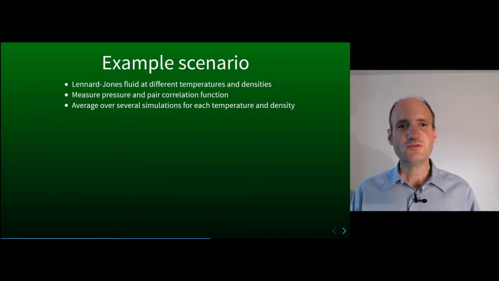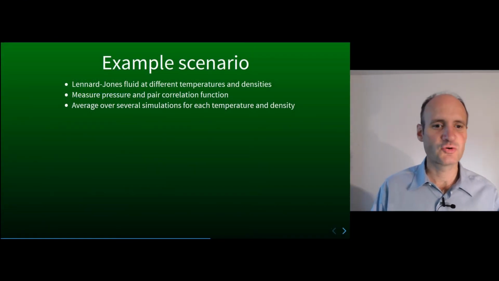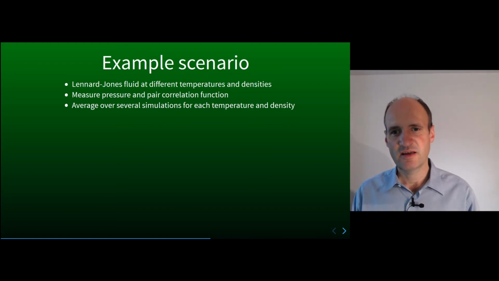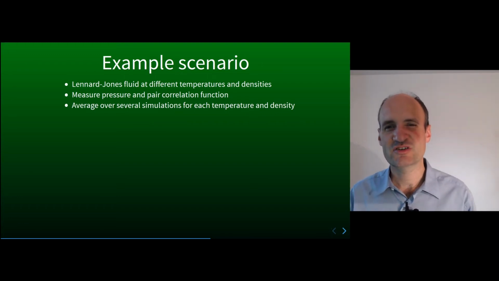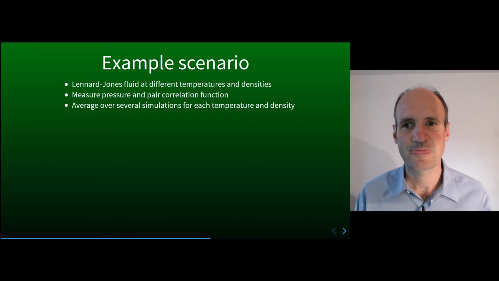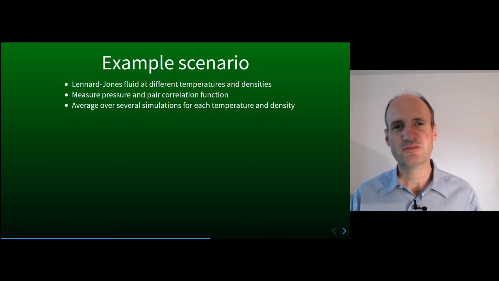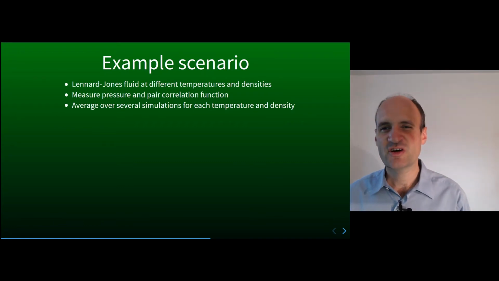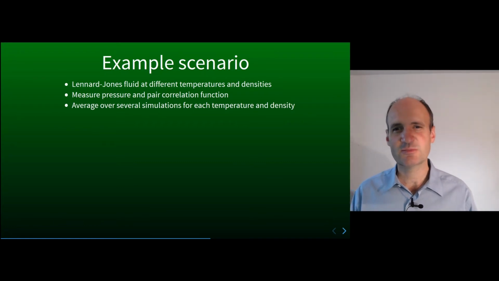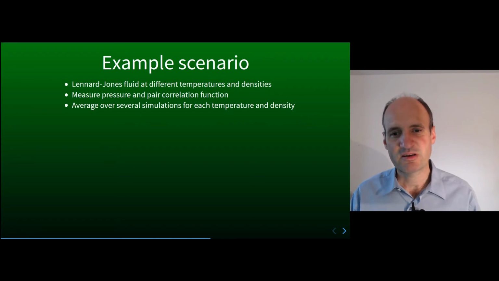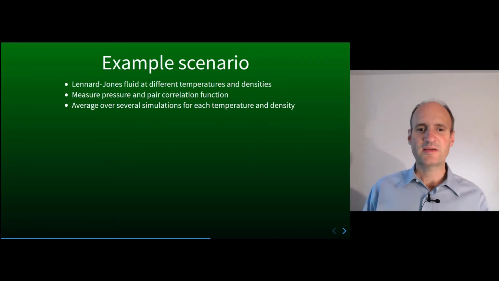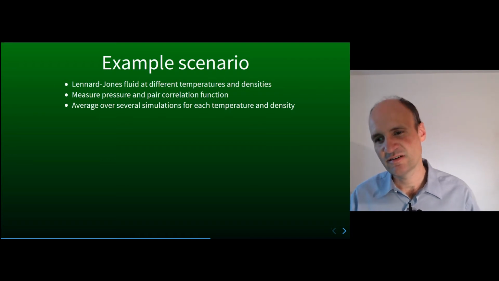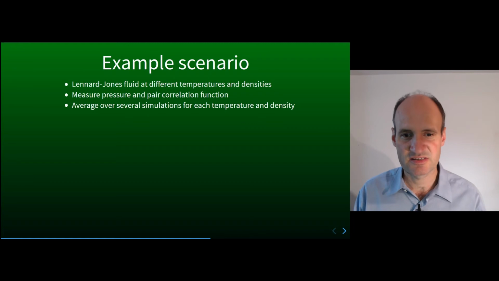The remaining tools discussed in this talk I'll show using an example scenario. We're going to look at the Lennard-Jones fluid, which we are simulating at different temperatures and densities. We're going to measure the pressure and pair correlation functions, and for each pair of temperature and density we're going to run several simulations with different random numbers, so we can do averaging afterwards. This is called trivial parallelization and leads to less noisy results.